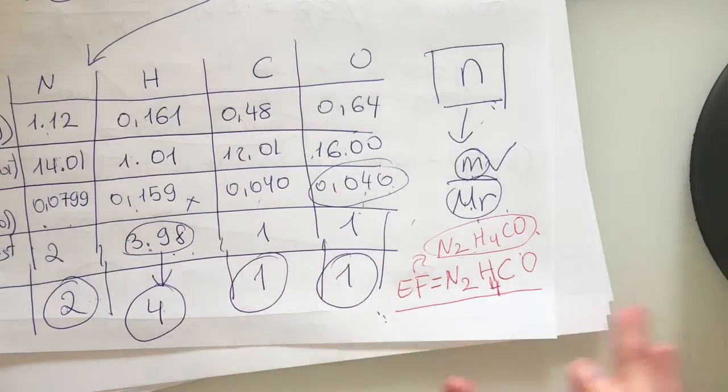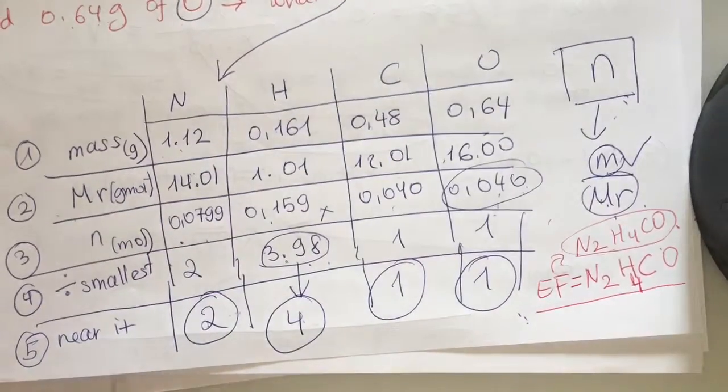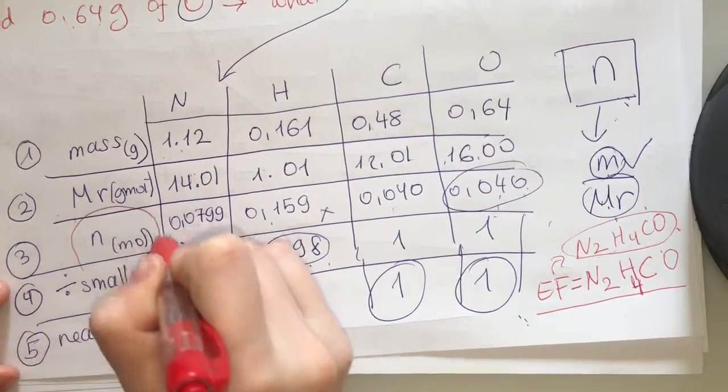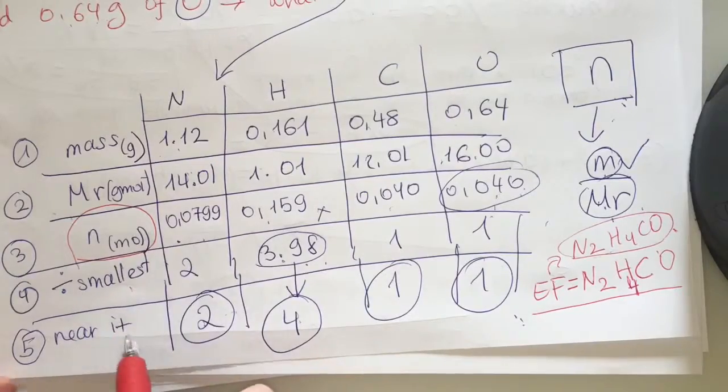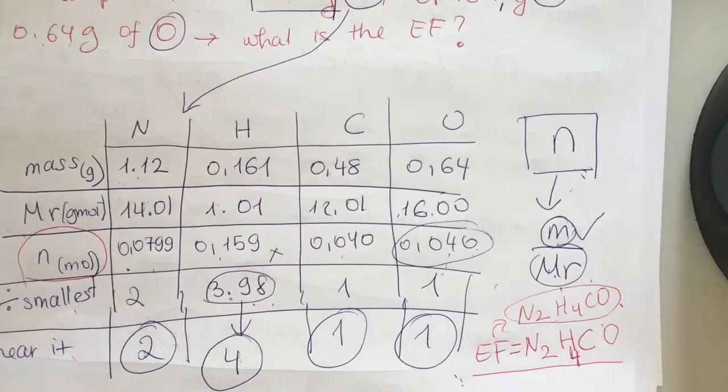See, you just have to remember the pattern. So first of all, always find the number of moles. This is the most important thing, number of moles. Divide with the smallest and near it, and this is how you get your empirical formula.